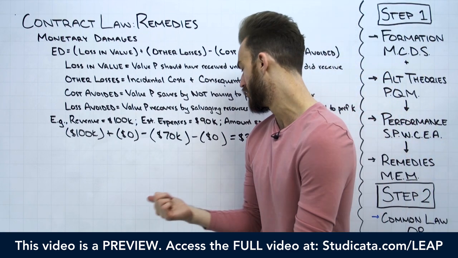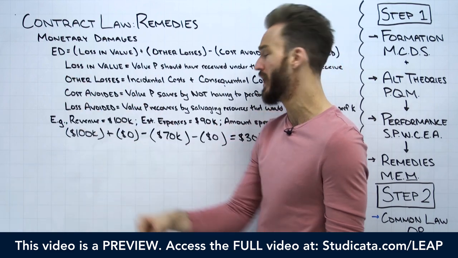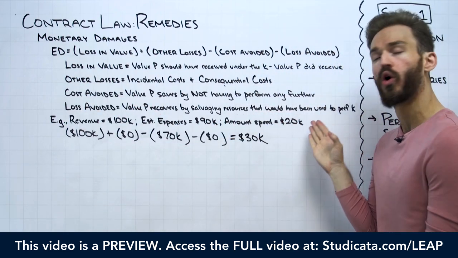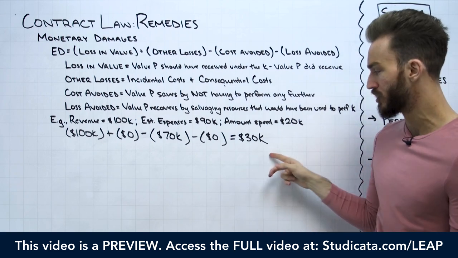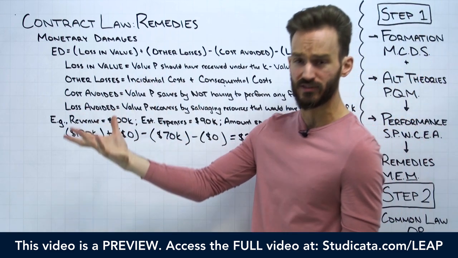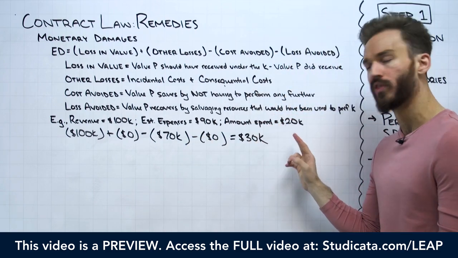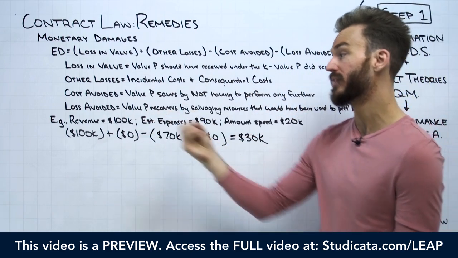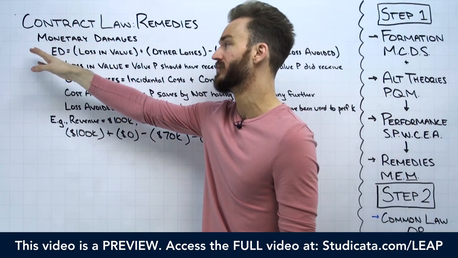So what we're doing here is really just making him whole. We're giving him back that amount that he spent, the 20K, we're making him whole on that, and we're giving him his $10,000 profit. So he comes back to $30,000, which is what he would have expected to get under the contract if it had been performed as promised, right? Make him whole on the amount that he spent and give him that $10,000 profit he expected to have, right? That's how expectation damages works.